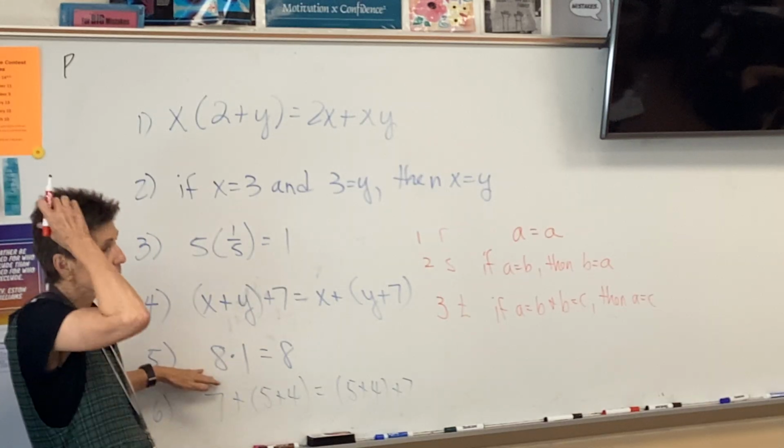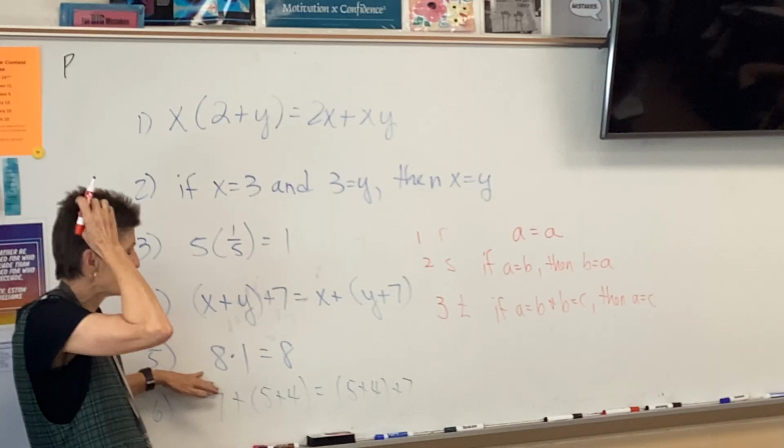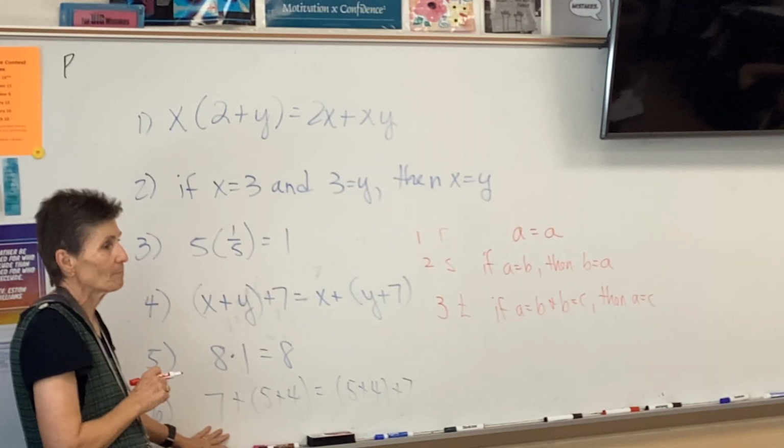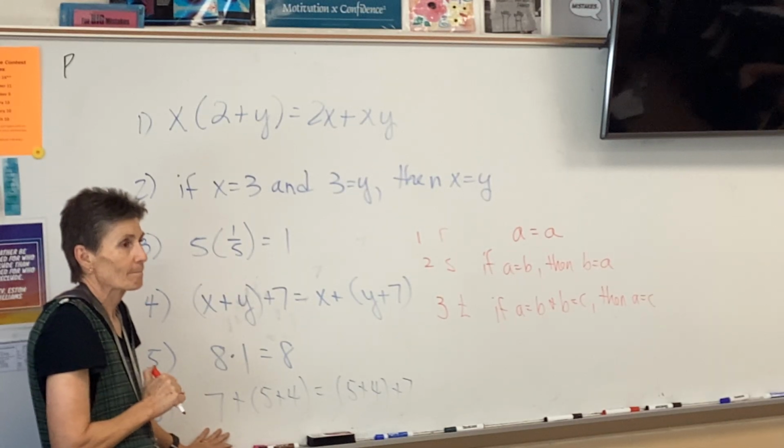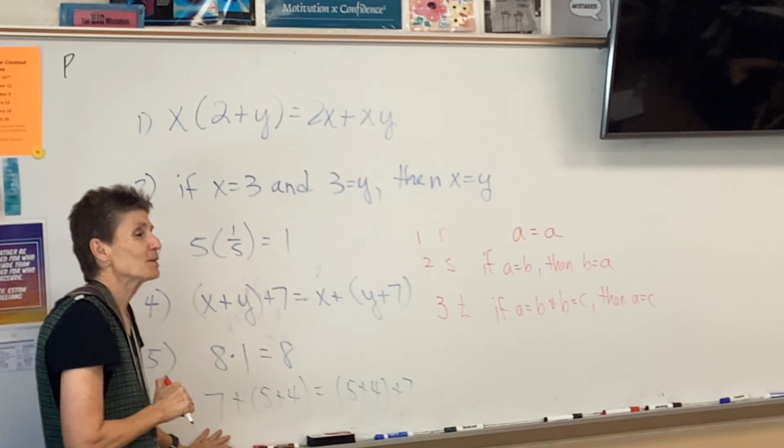What's this one? Identity. Multiplicative identity. Remember, you can't abbreviate. How about this one? That's additive inverse. Or no, sorry. Additive identity.